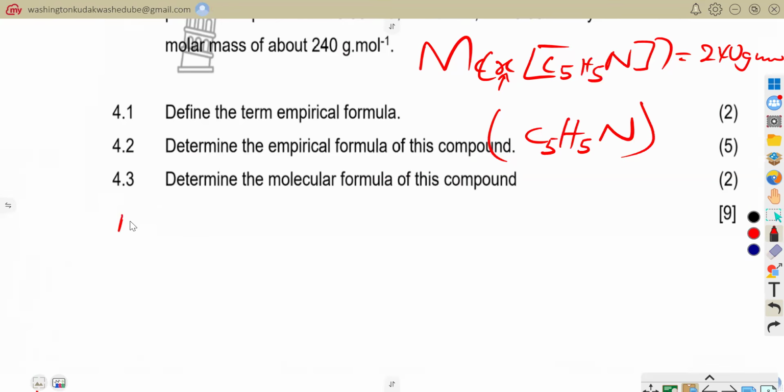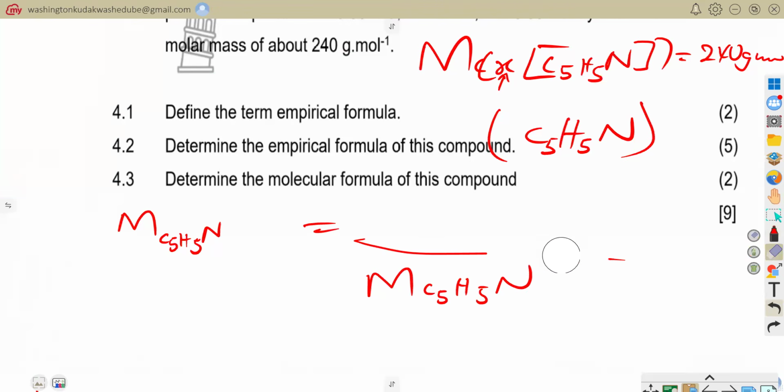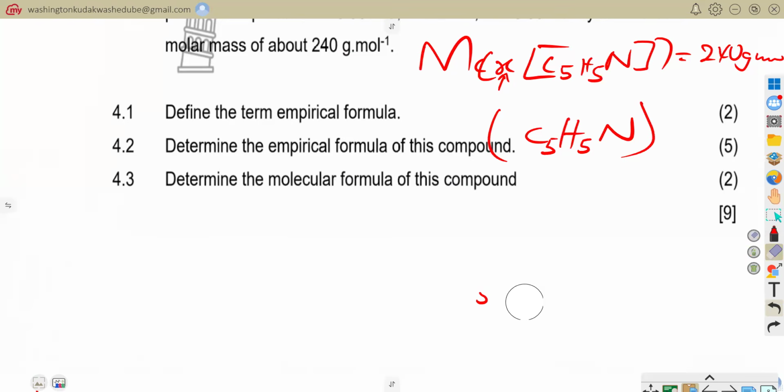So I can now first find the molecular mass of what? Of C5H5N. And then I can divide the total molecular mass of the compound by the molecular mass of this simplest whole number ratio that I have. Then I can find my X. That is what I'm looking for there. So I need to find the molecular mass of the simplest whole number ratio.